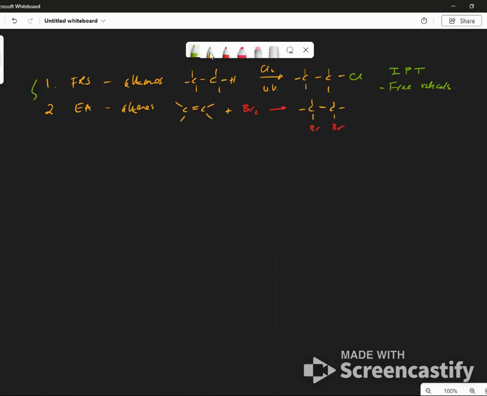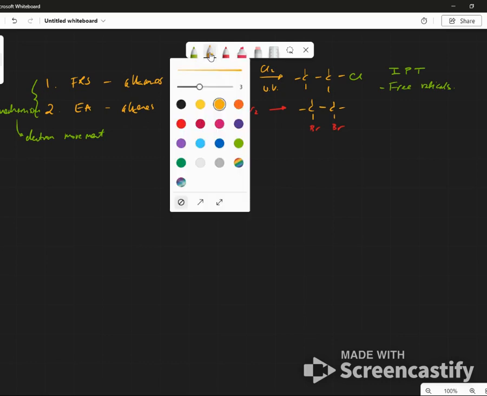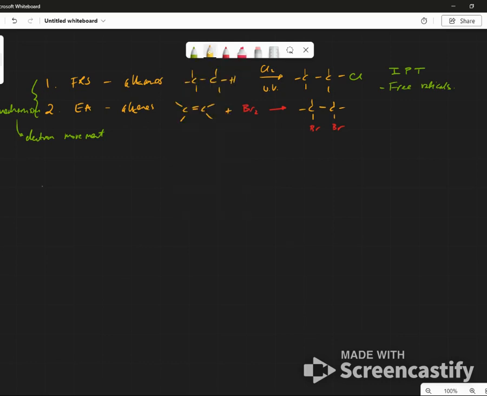Now, as you remember, these are known as mechanisms. What we do with mechanisms is show electron movement, don't we? We show what's going on. These are how the electrons move. So we've done free radical substitution and electrophilic addition. The next one we're going to do is called nucleophilic substitution.